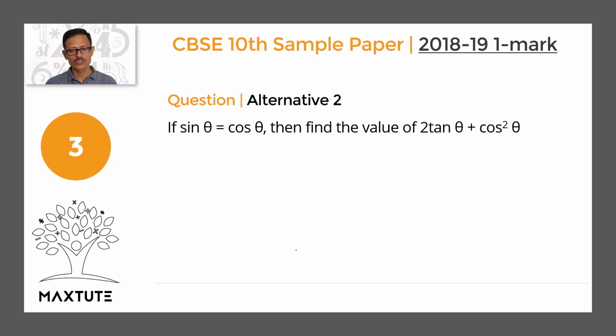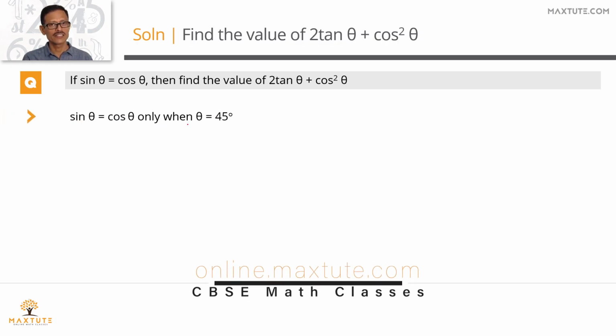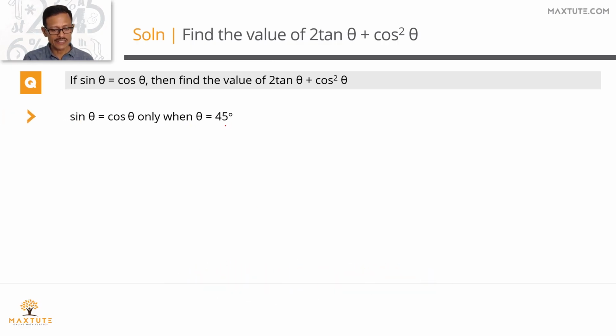The second alternative is also from trigonometry. All of these alternative questions appear from the same topic. If sin theta equals cos theta, then find the value of 2 tan theta plus cos square theta. If we have to find the value of this expression, we need to know what theta is. We need to deduce theta from this information given. We can deduce this theta from this information in 2 ways. When will sin theta be equal to cos theta? Sin theta will be equal to cos theta only when theta equals 45.